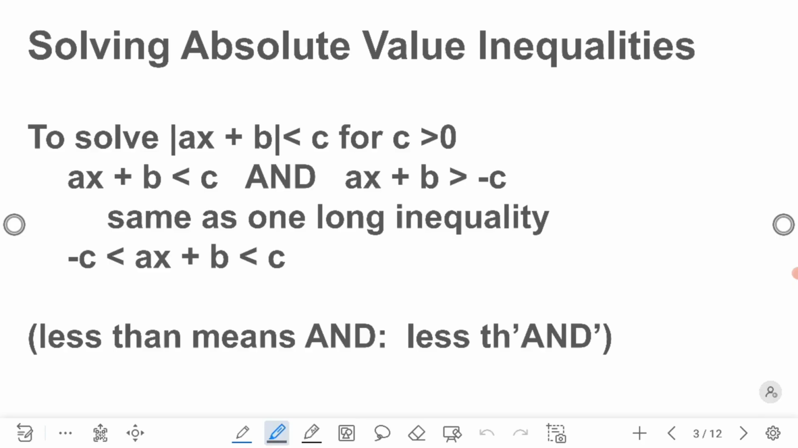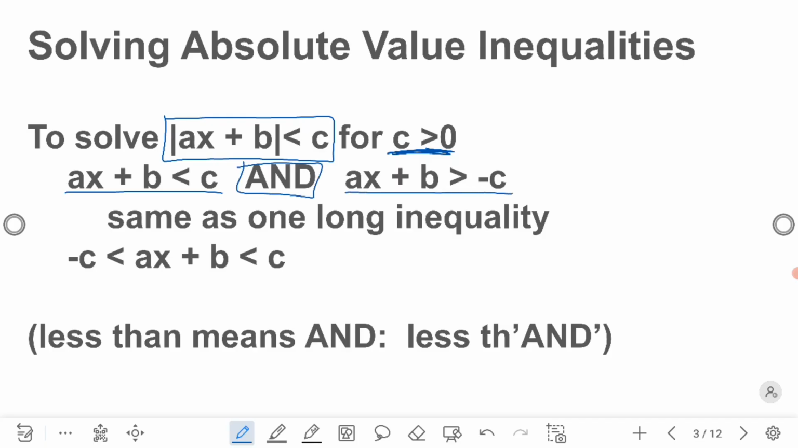We're solving the absolute value of ax plus b is less than c. And this is just for c values greater than 0, because c has to be positive in order for this to work. You're going to have two inequalities: ax plus b is less than c, and ax plus b is greater than negative c. So we reverse that, and we change the sign of that. So we made it the opposite.